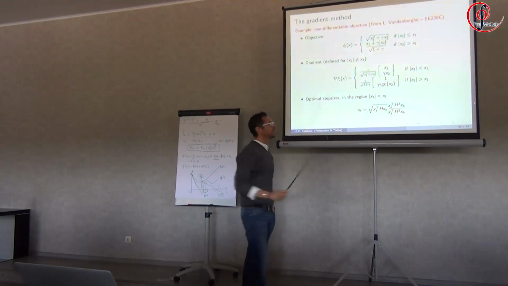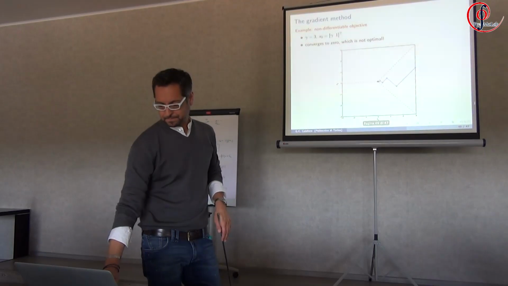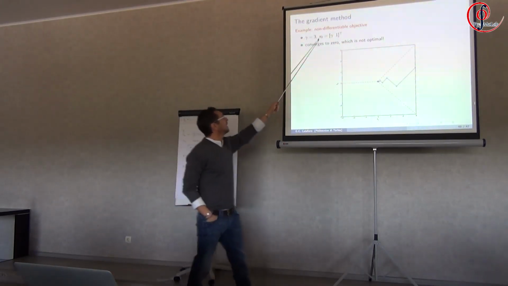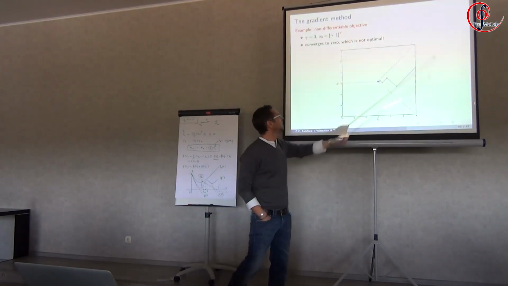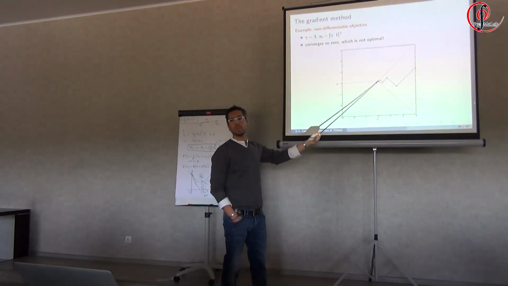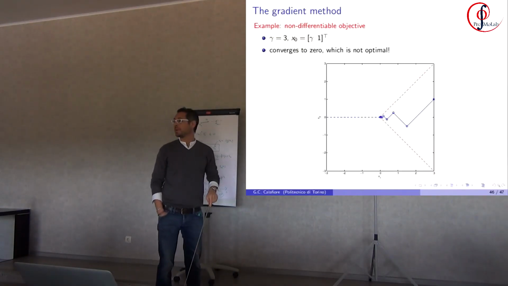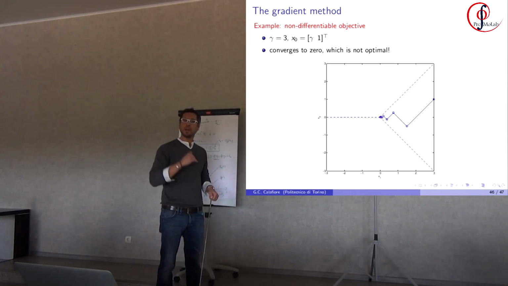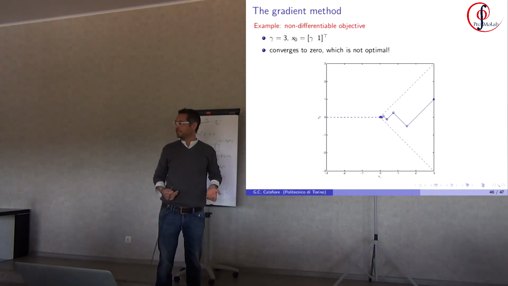We can find the step sizes, the optimal step sizes. If we start from this point, gamma 1, which is somewhere in here, then you can check that the algorithm converges to 0. Okay? But unfortunately, 0 is not optimal for that function. So the algorithm converges, but it does not converge to the optimum. Okay?